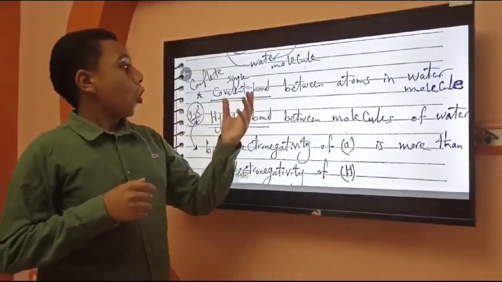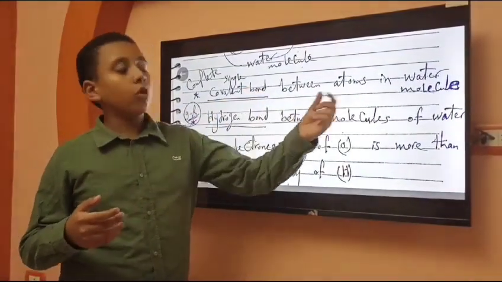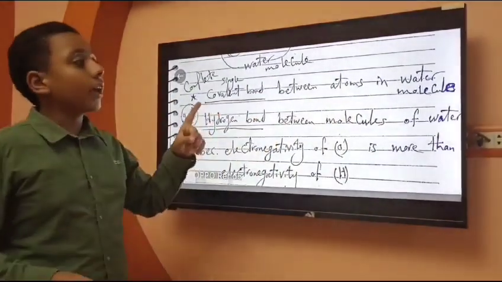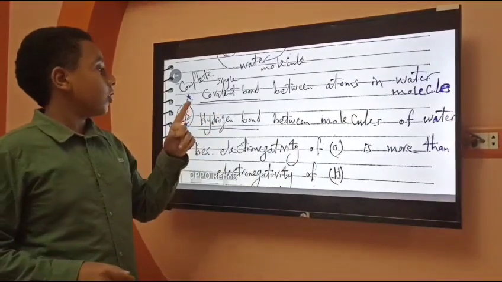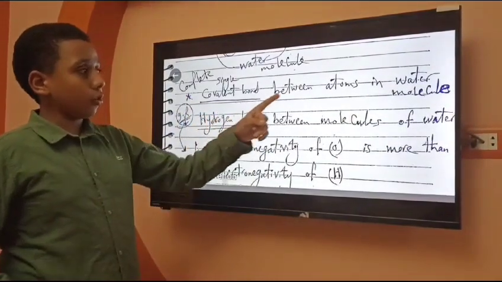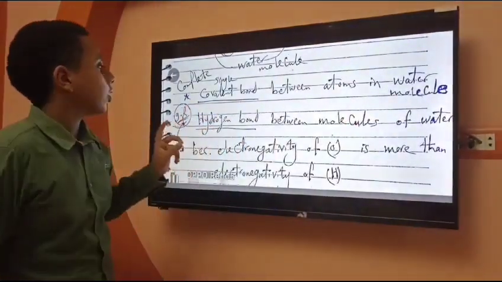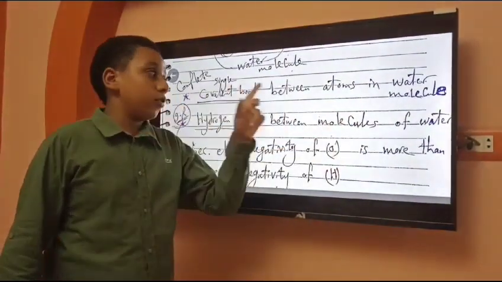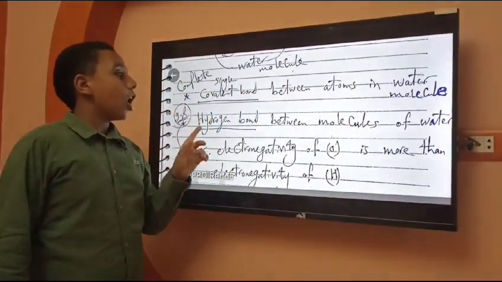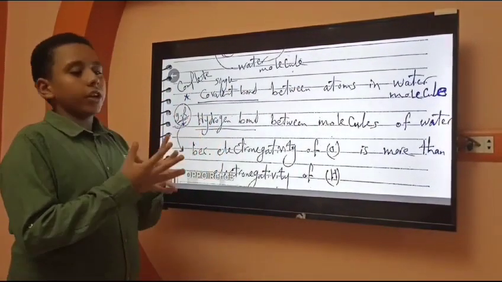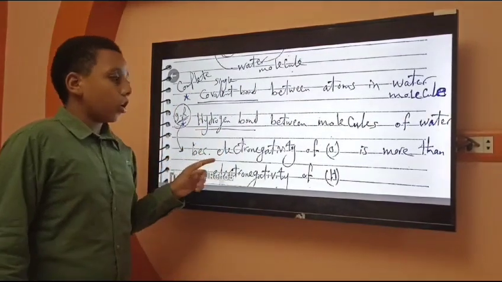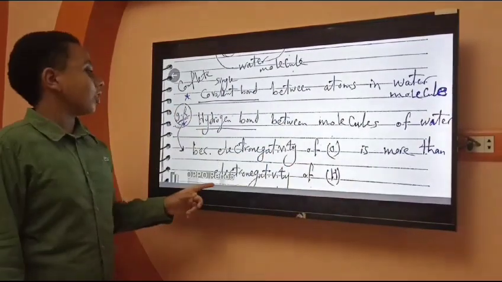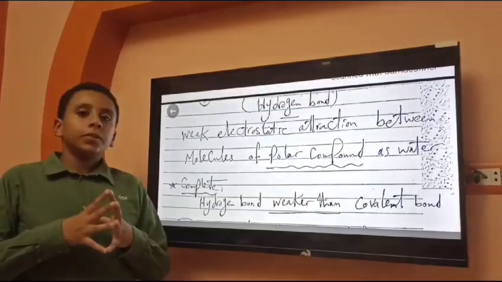Complete: what is the bond between atoms in water molecules? The bond between atoms in water molecules is a single covalent bond. And what is the bond between molecules of water? Molecules, not atoms. Between molecules of water, hydrogen bonds. Give reason: because the electronegativity of oxygen is more than the electronegativity of hydrogen.